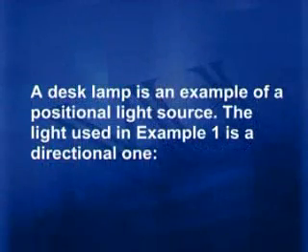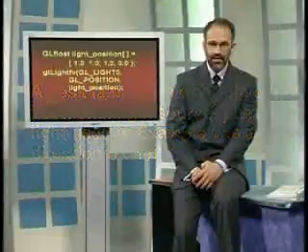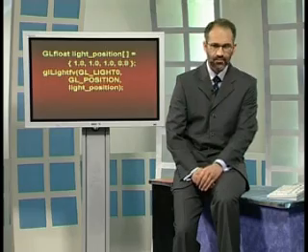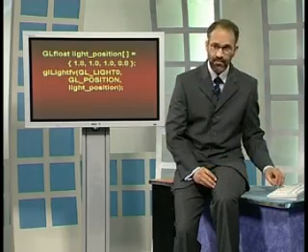A desk lamp, as I said earlier as well, is an example of a positional light source. The light used in example 1 is a directional one. So we have not used the positional light, we have used only the directional light, just like the sun. GLfloat light_position = {1.0, 1.0, 1.0, 0.0}; glLightfv(GL_LIGHT0, GL_POSITION, light_position), passing light_position as the third parameter.